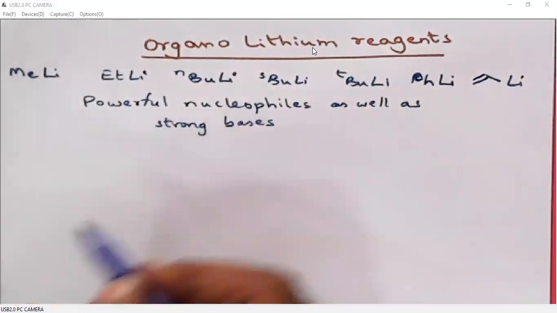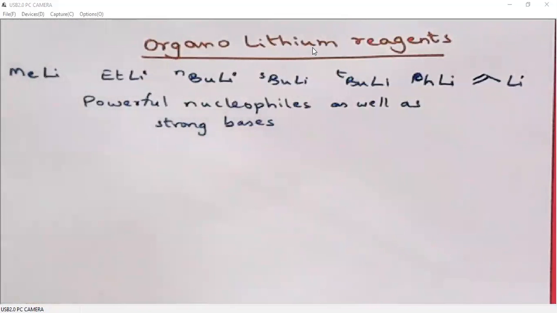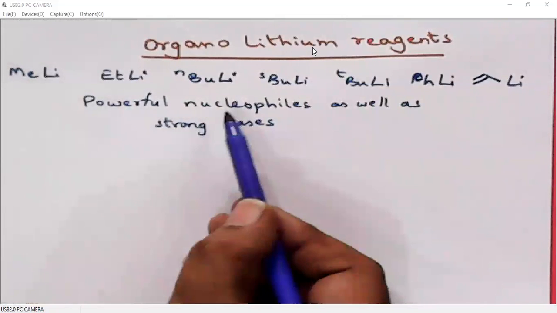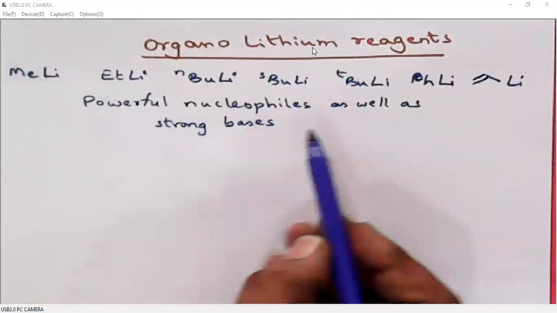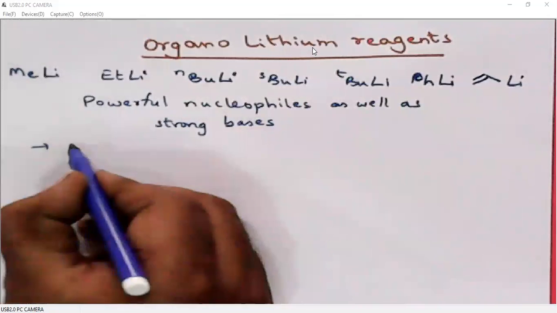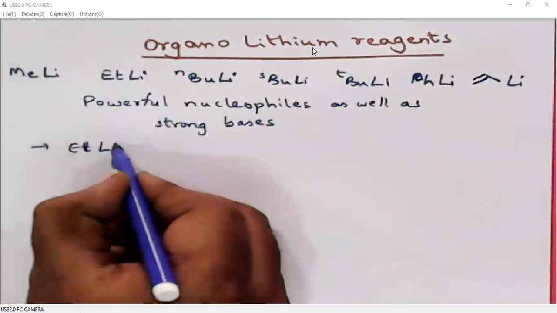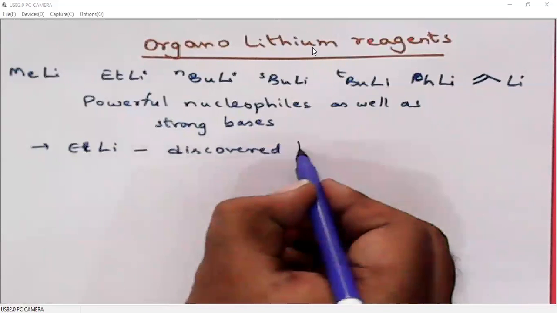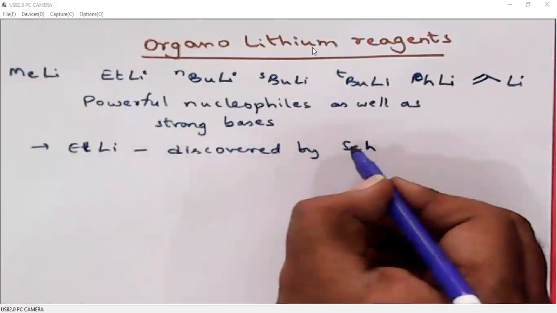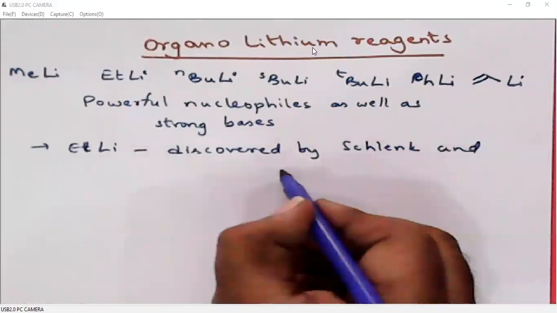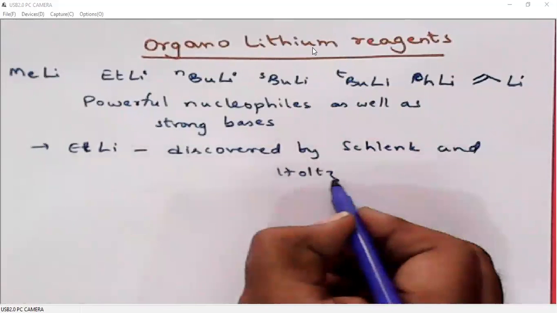The reactivities of organolithium reagents are similar to Grignard reagents, but compared to Grignard reagents, these are stronger in nature. That means they are stronger nucleophiles and stronger bases compared to Grignard reagents. Ethyl lithium was discovered by Schlenk and Holz in 1970.